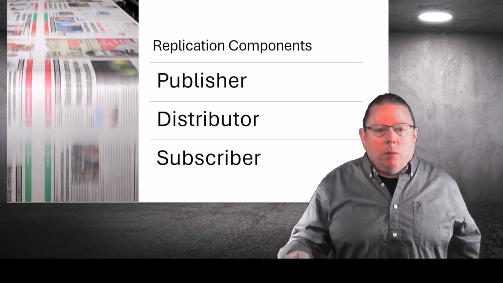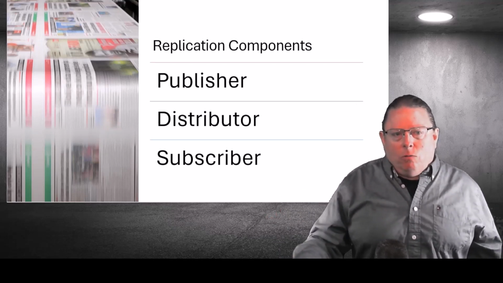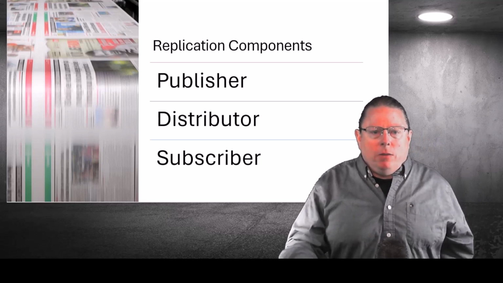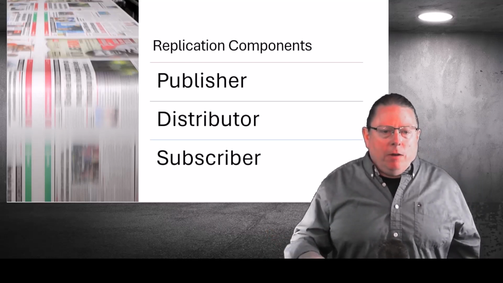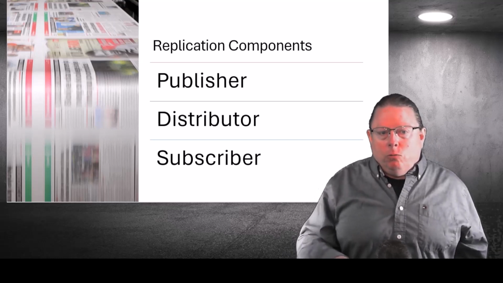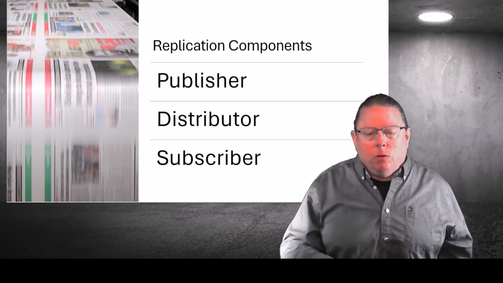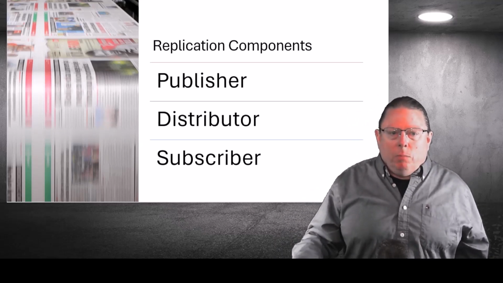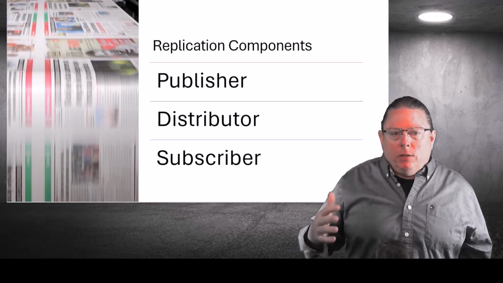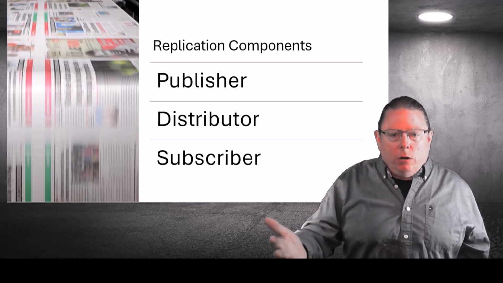The first one is the publisher. The whole metaphor that they use around replication is based around the newspaper and newspaper distribution world, where you have publishers who print the paper, those who distribute it and get it out there, and then the subscribers are those who receive the newspaper. With replication, it's very similar. The publisher, though, is the database that is defining what data it wants to share with others.